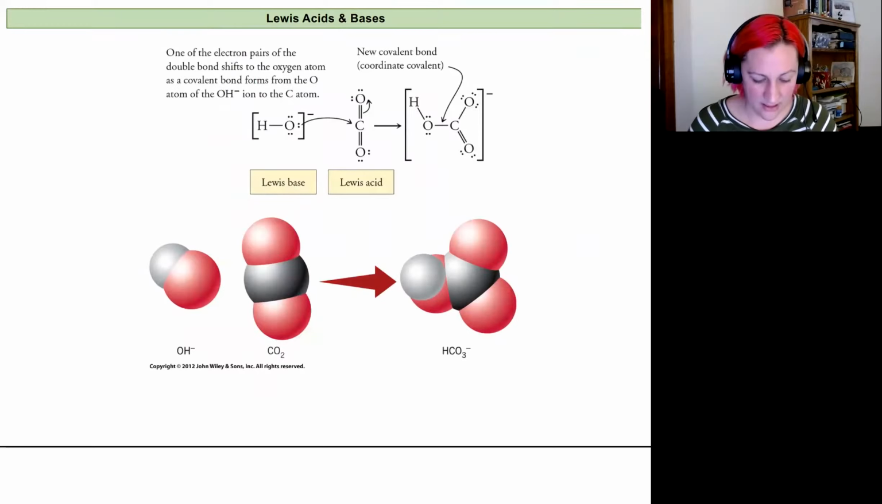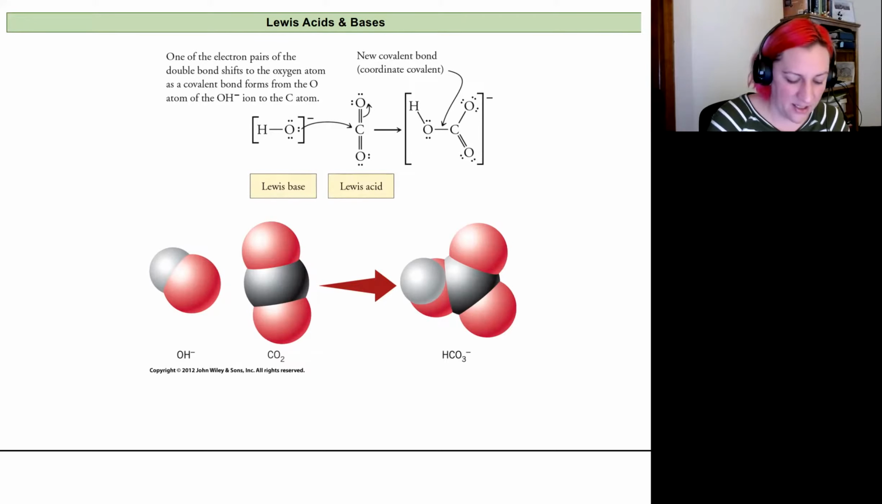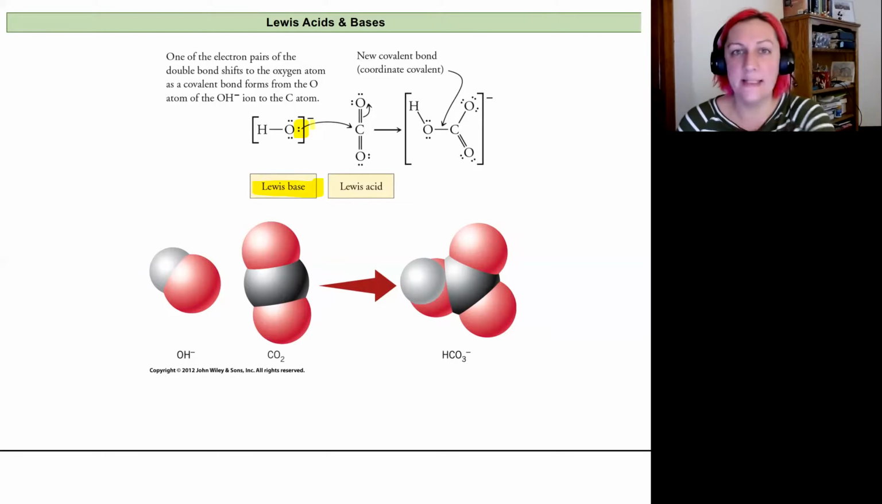All right, here is another example. Here's an example of what happens when we shift around multiple bonds. So here we have a hydroxide ion, and this is going to be our Lewis base, right? And we have this lone pair that's ready to be shared, and it's got a negative charge, so it's like a super accessible pair of electrons. And then we have carbon dioxide.